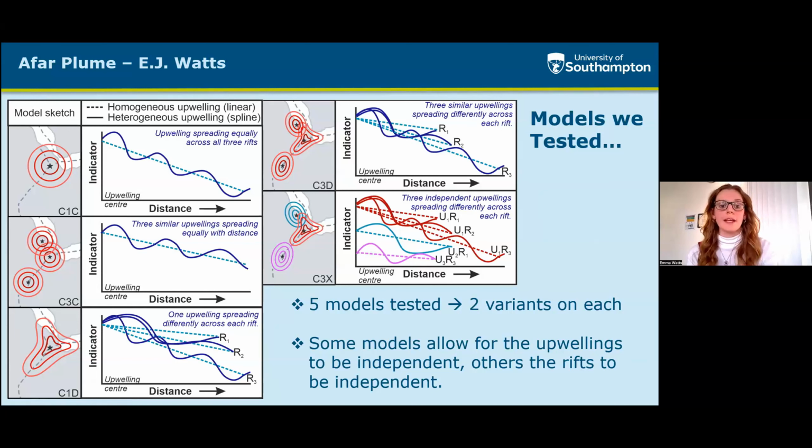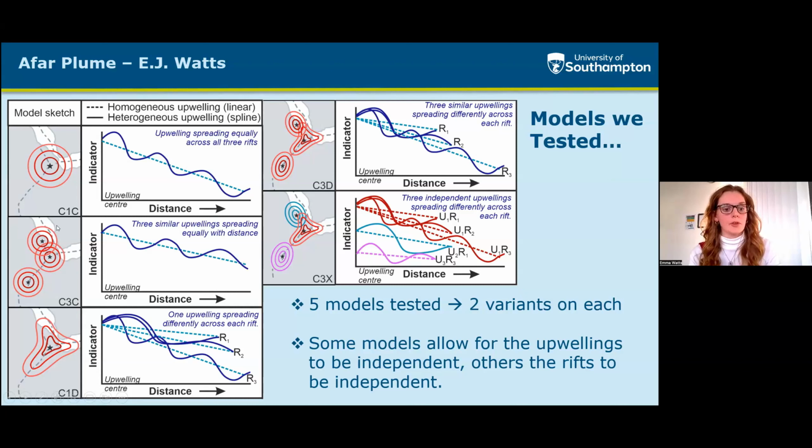Now, for all of these, we allowed a linear or a spline model, assuming that the plume, or upwelling, signature would decay with distance from the upwelling center. The spline allows for any variations or heterogeneities within the upwelling, whereas a linear model assumes it's constant and just degrades with distance.